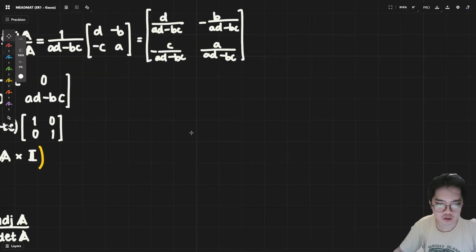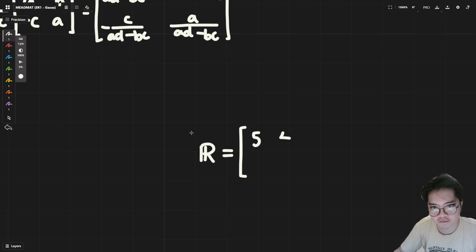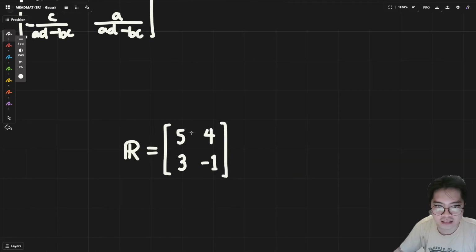Let's try R. We haven't used R before. Matrix R, let's say, for example, is 5, 4, 3, and then -1. For me to create R inverse, how will that happen?